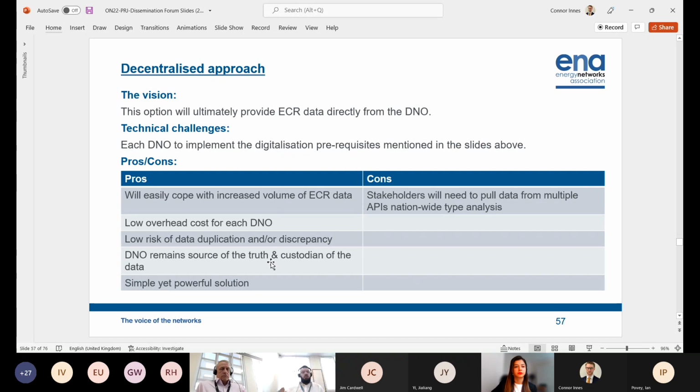And I believe this is just the last slide. I've included the conclusion of why the decentralized approach was chosen to be the best. It's clearly like this approach will easily cope with the volume of ECR data that is coming up by lowering the inclusion threshold. There's low overhead cost to each DNO. The data is already owned by the DNO, so it's just a little bit of development to implement each component. There's a low risk of data duplication and discrepancy, and obviously the DNO remains the custodian of the data that they are putting out for sharing.